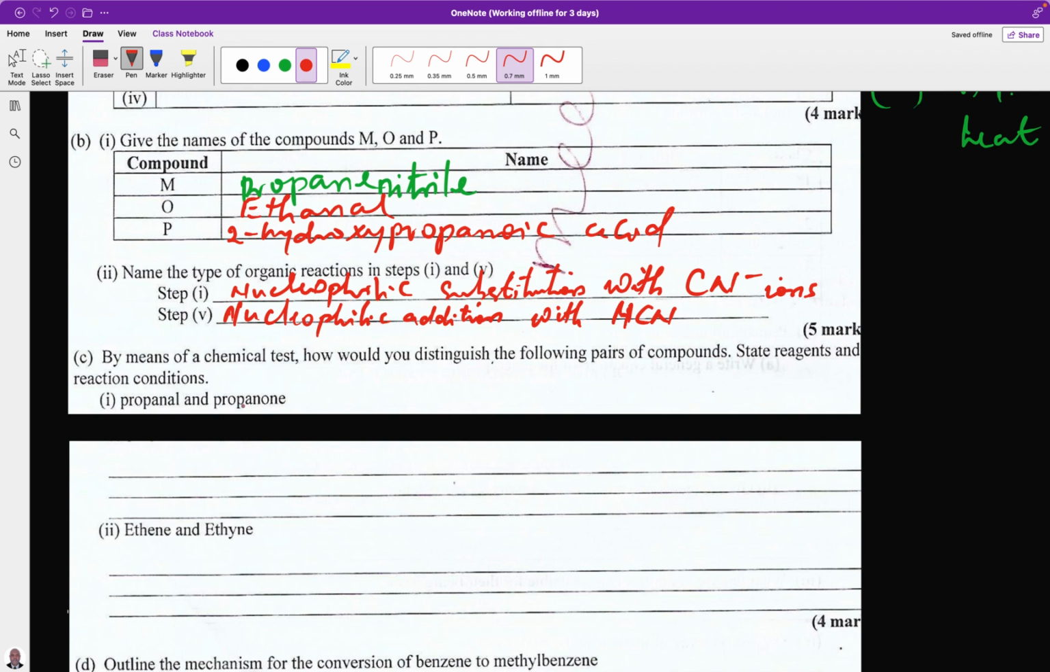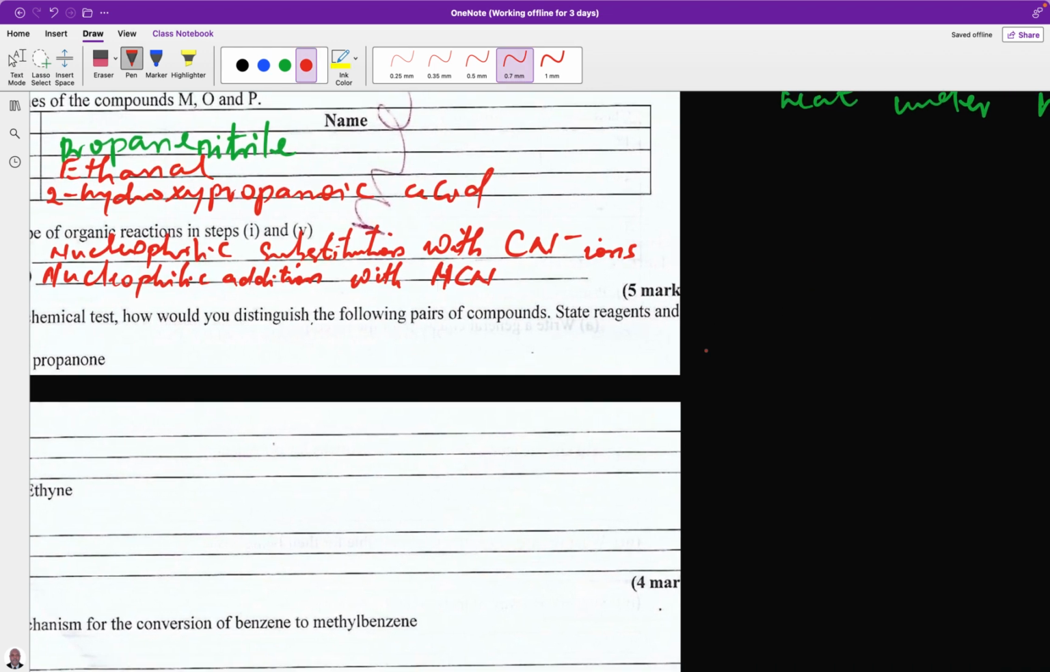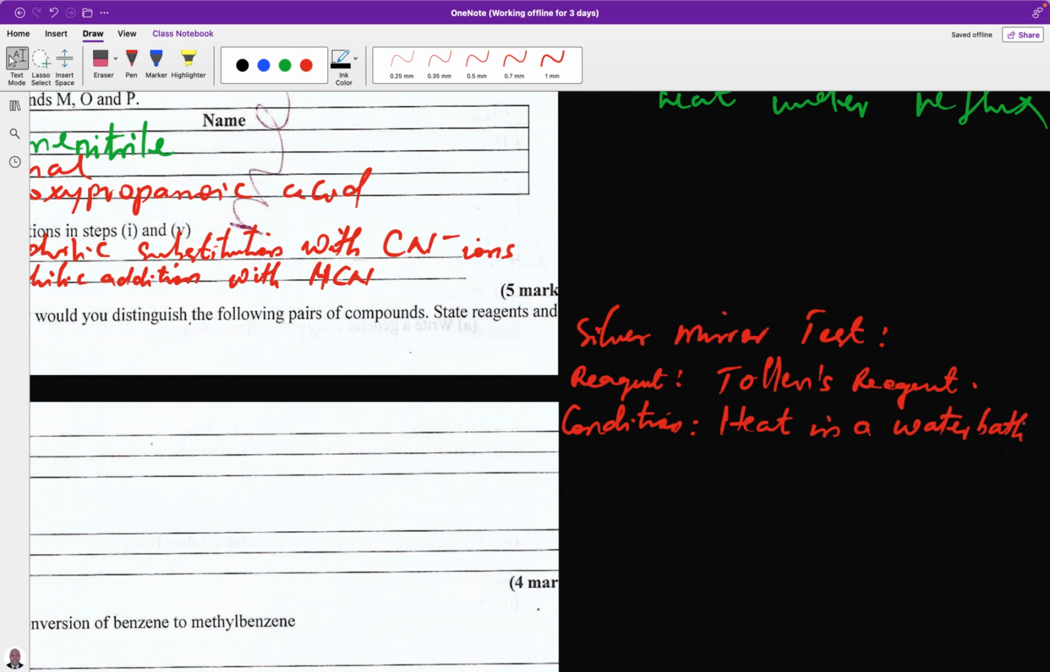State the reagent and reaction condition. Here is the silver mirror test. The reagent here is Tollens' reagent. And our reaction condition is heat, in a water bath. You have to heat in a water bath.